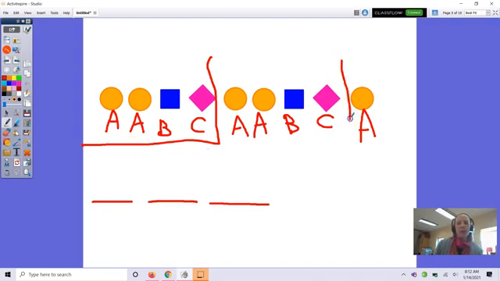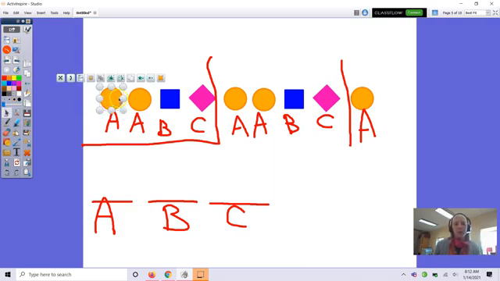Okay, here's another one. A, B, C. So I have A. What's going to come next? You're right, A. What comes after A? You're right, B. What comes after B? You're right, C. Excellent. So this would be the missing parts of my pattern because I have an A, B, C pattern.